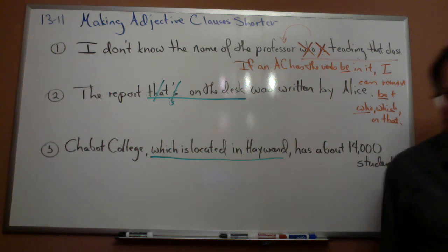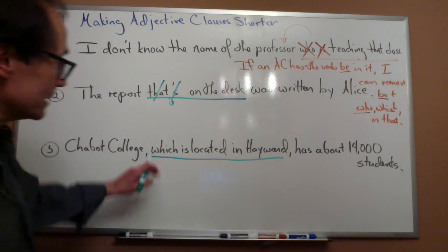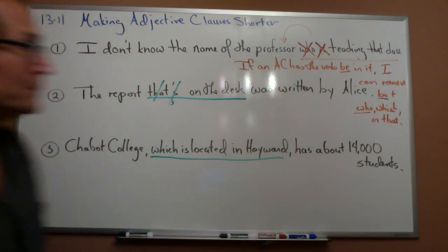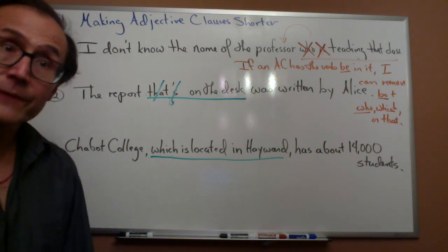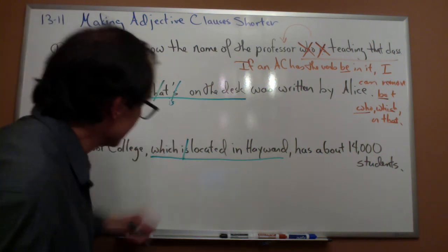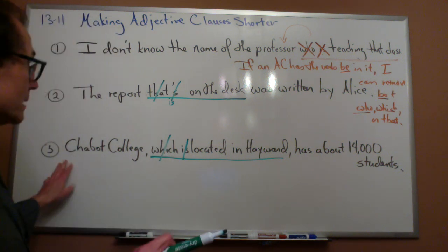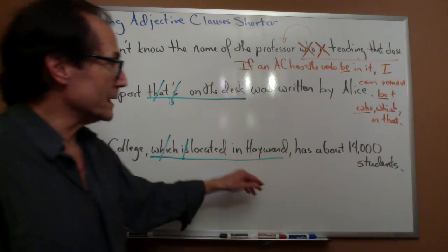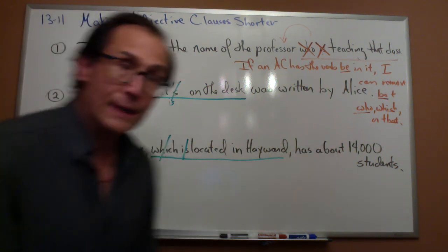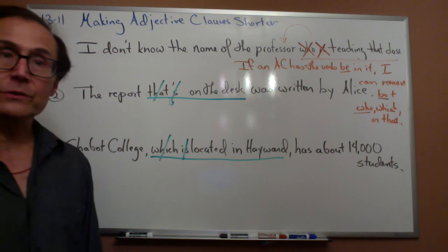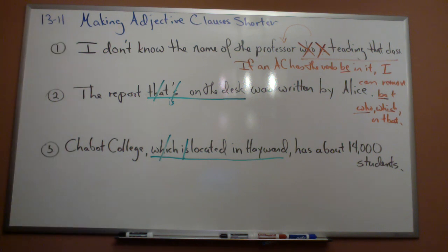Okay, now let's look at it. So again, if it has be in it, I can remove be and who, which, or that. So again, pretty fast and easy. I can remove be, I can remove which, and I get Chabot College, comma, located in Hayward, comma, has about 14,000 students. Again, both the long way and the short way are completely correct.